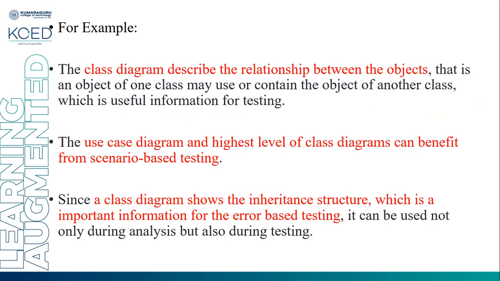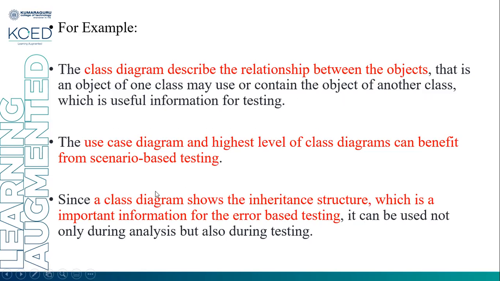For example, the class diagram describes the relationship between the objects. An object of one class may use or contain an object of another class, which is useful information for testing. The use case and high-level class diagram can benefit scenario-based testing. Since a class diagram shows the inheritance structure, which is important information for error-based testing.